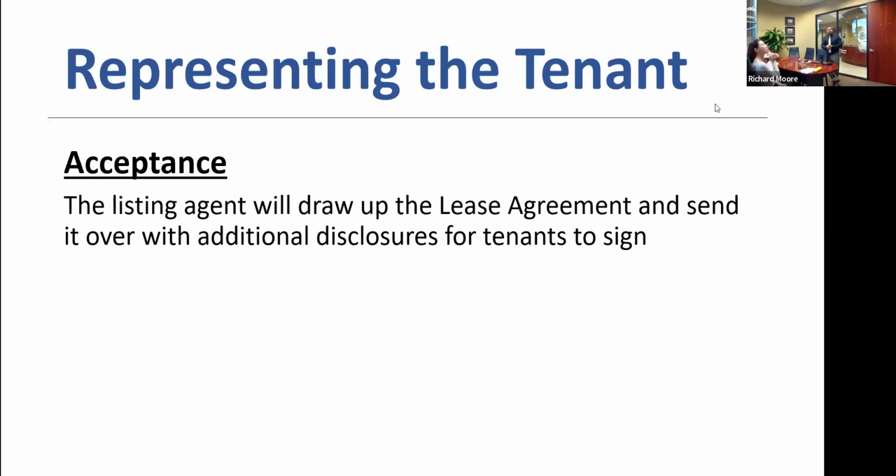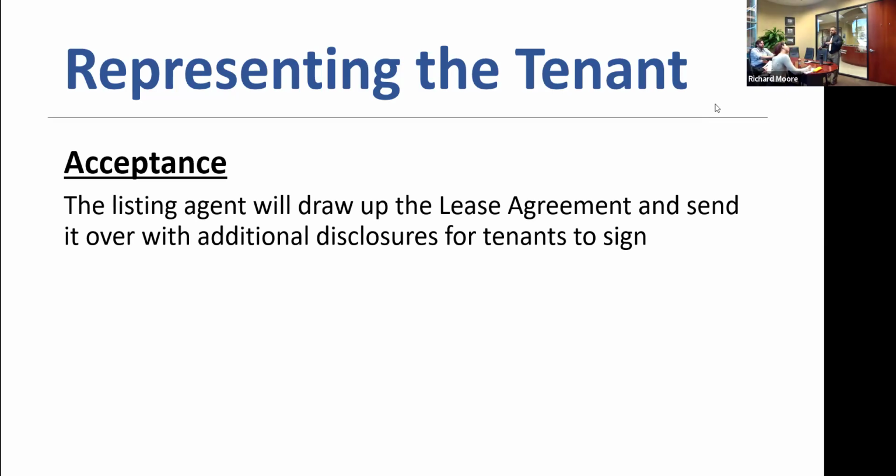So acceptance, the listing agent will drop the lease agreement and send it over with additional disclosure. We talked about that from the listing side, right? Now you're on the tenant side. Now you wait for the listing agent to send you the lease agreement with all the terms that you guys agree to. Review it before you have your client sign it. Make sure that everything is as agreed to, because sometimes maybe they had a lease agreement with somebody else and they had different terms, but they just typed over it and left some of the things that were there before, which some agents do, you know.